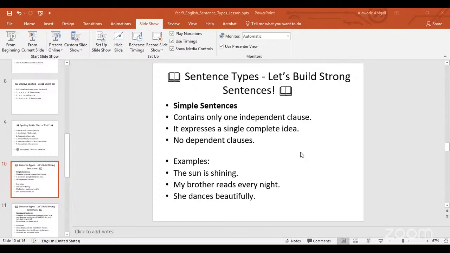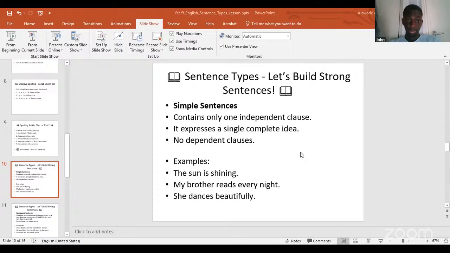It expresses a single idea. The idea is complete. It does not have dependent clauses. It makes sense on its own. And it's just one straight clause, so to speak. So we have examples like "The sun is shining." What's the second example?